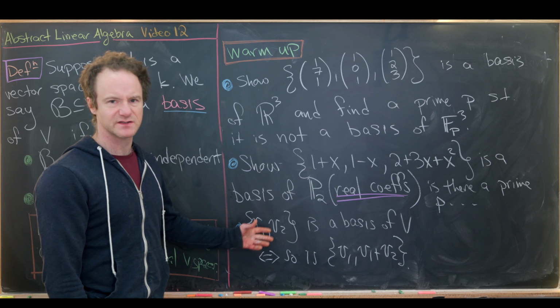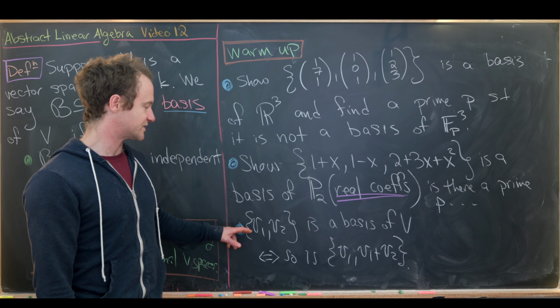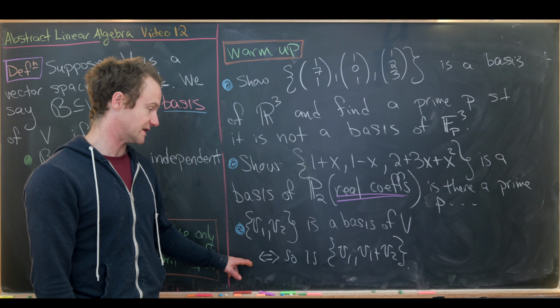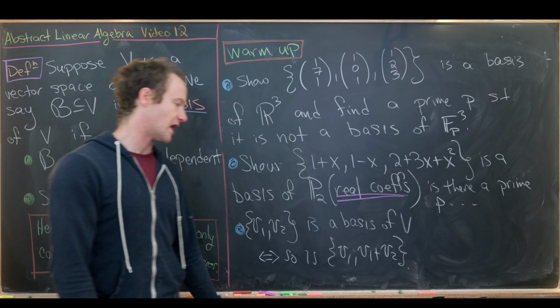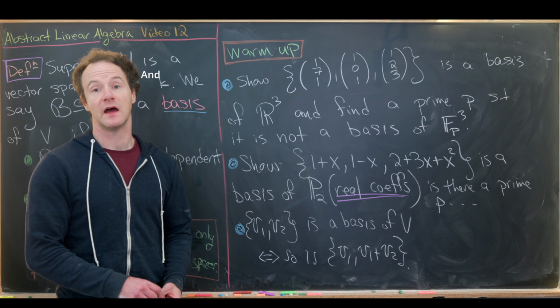Okay, and then finally, here's another kind of nice proof-type exercise, and that is show that v1, v2 is a basis of V if and only if v1, v1 plus v2 is also a basis for V. And that's a good place to stop.